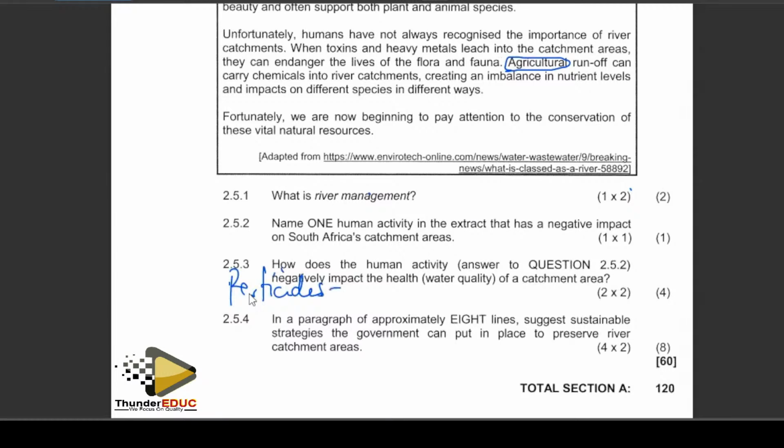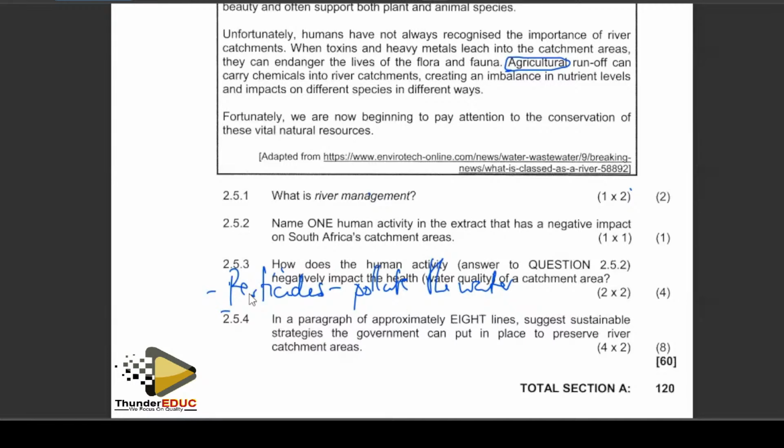Pesticides that are used in agriculture do affect the quality of water. They pollute the water. There are chemicals that are sprayed on crops to kill some insects or to deal with aphids or some other diseases. But those ones will also find their way. They will be washed into the water sources, into the catchment areas, into the rivers. They will pollute the water sources.